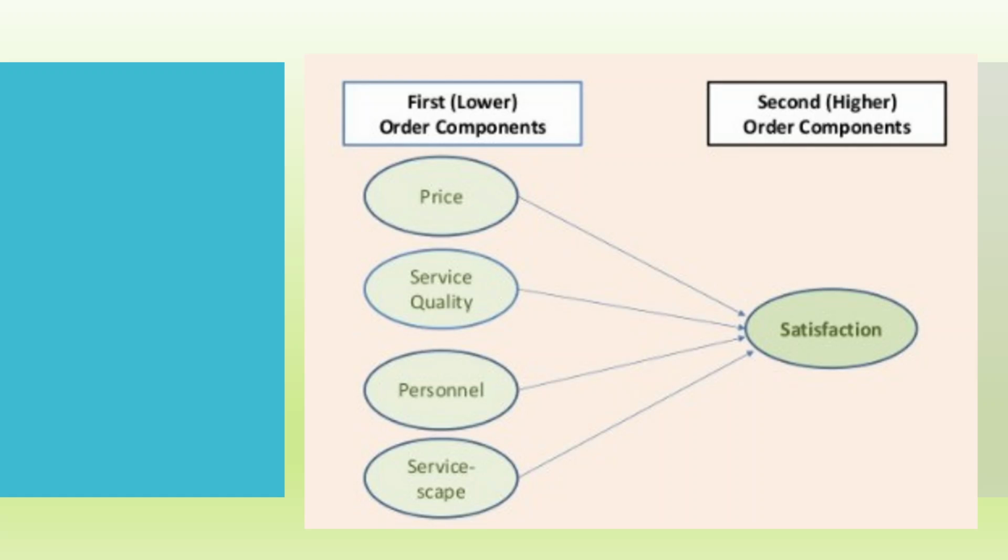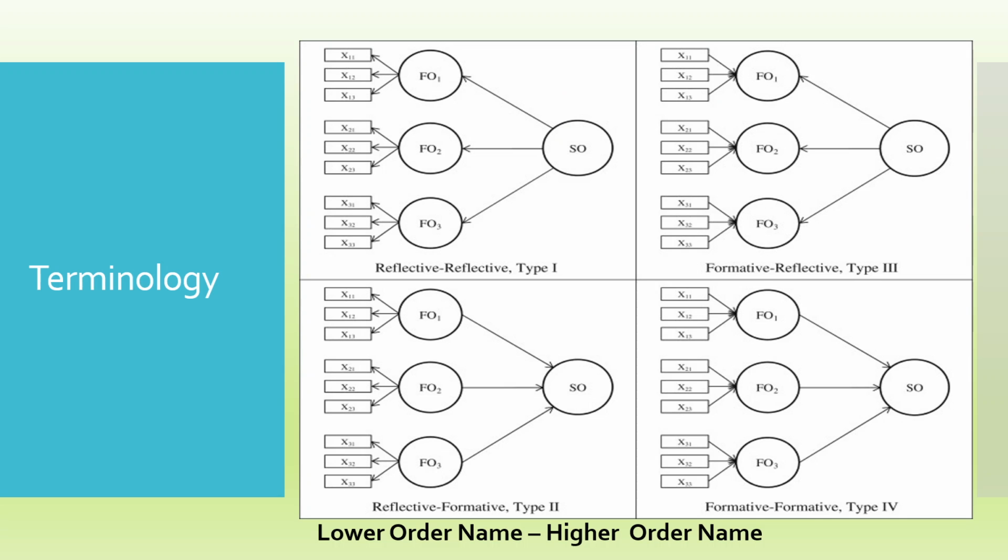So this satisfaction is considered to be the higher order component, and this model is considered to be the second degree model. Why? The reason is very simple. When all the lower order constructs or the first order components combine together to form the second order component, we say that the model is a second degree model, or a higher order model, also known as a hierarchical model. Now, depending upon the arrows moving inside the construct or moving away from the construct, we will name them as reflective or formative. This is just the differentiation while drawing the diagram.